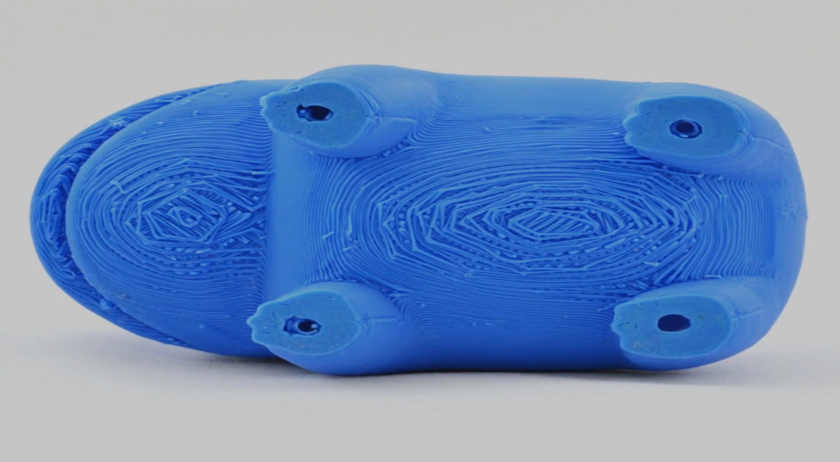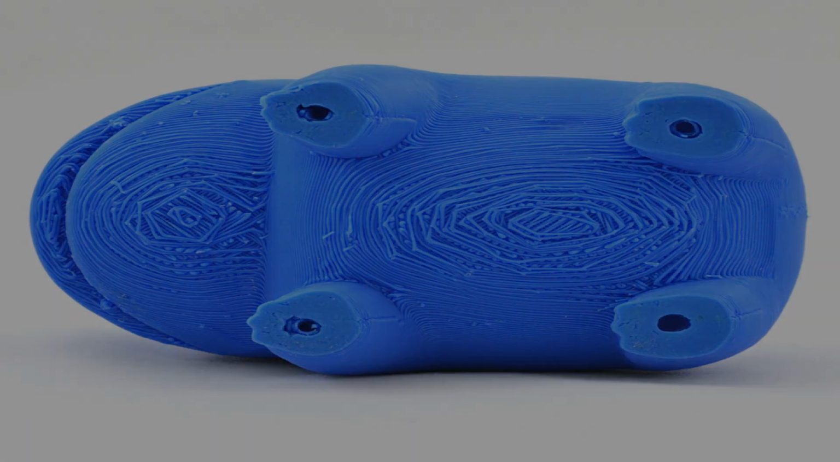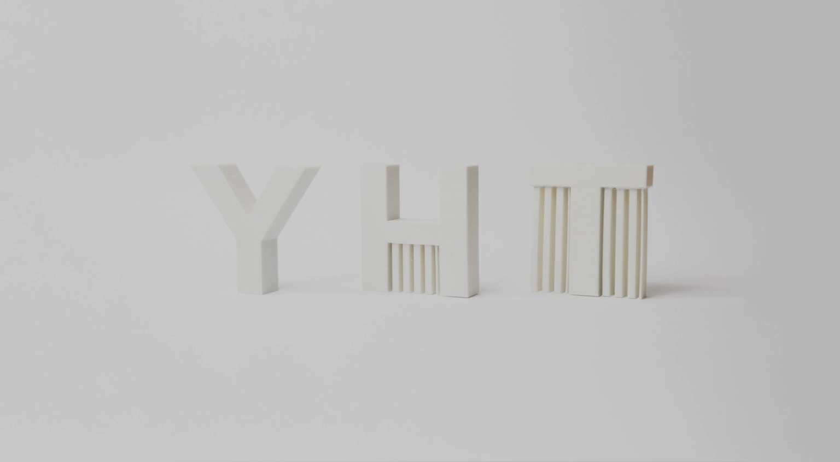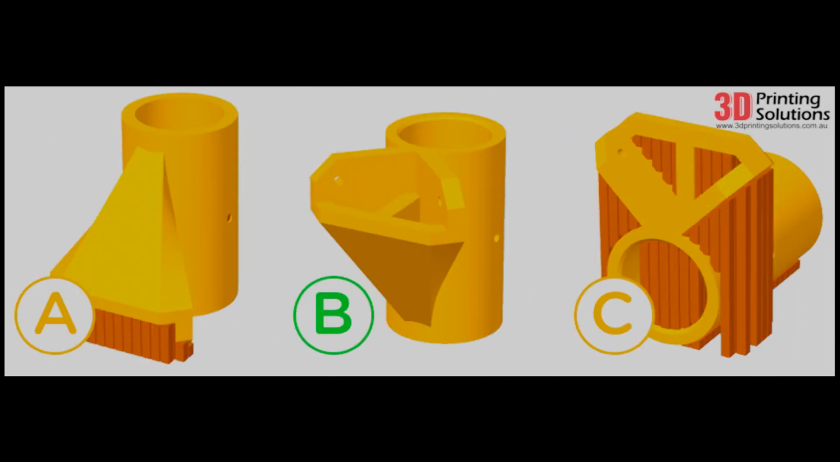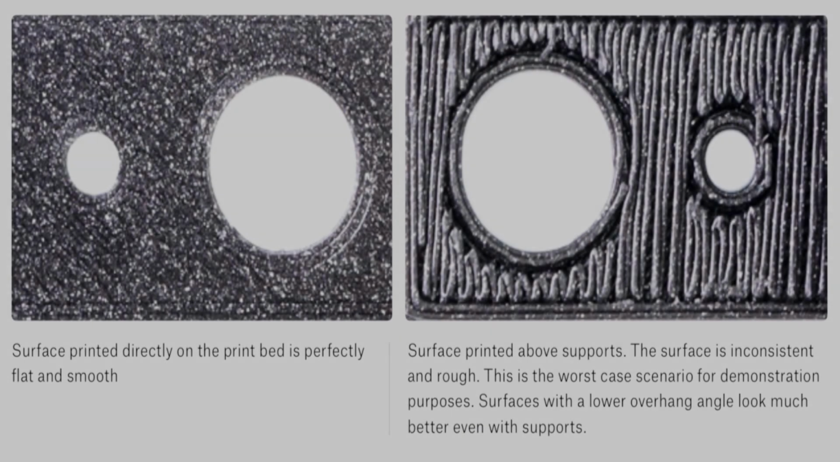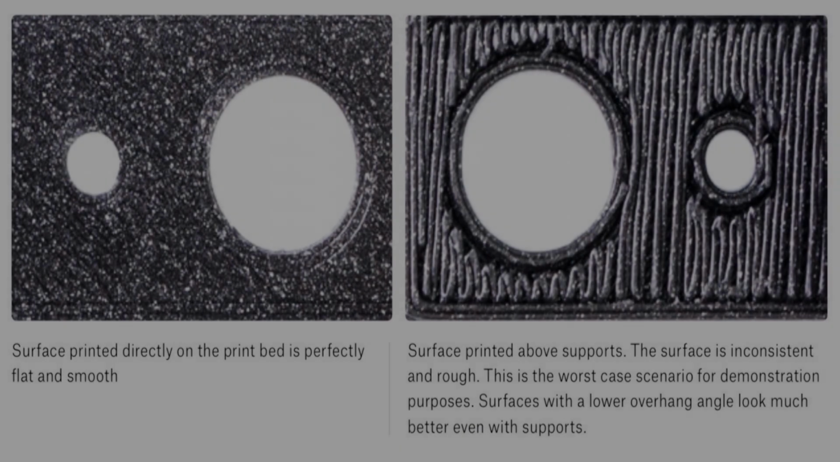To save time, material and improve the quality of the object surface, try to design the object in a way that will minimize the need of supports. Second thing is, we have to decide how the model will be positioned on the print bed. Surfaces placed on top of supports won't be as smooth as surfaces placed directly on the print bed.